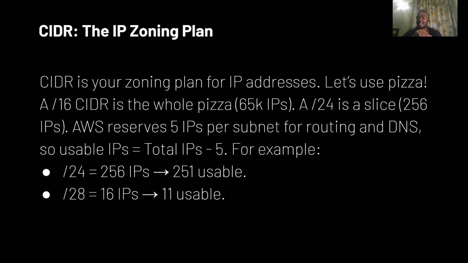A /24 is a slice with 256 IPs, and AWS reserves a total of 5 IPs per subnet for routing and DNS. So the usable IPs is equal to IPs minus 5. In our case, a /24 will be equal to 256 IPs. Minus the 5, you get 251 usable IPs. So if your organization has 240 devices, you can just allocate the 251, and that will be efficient enough.